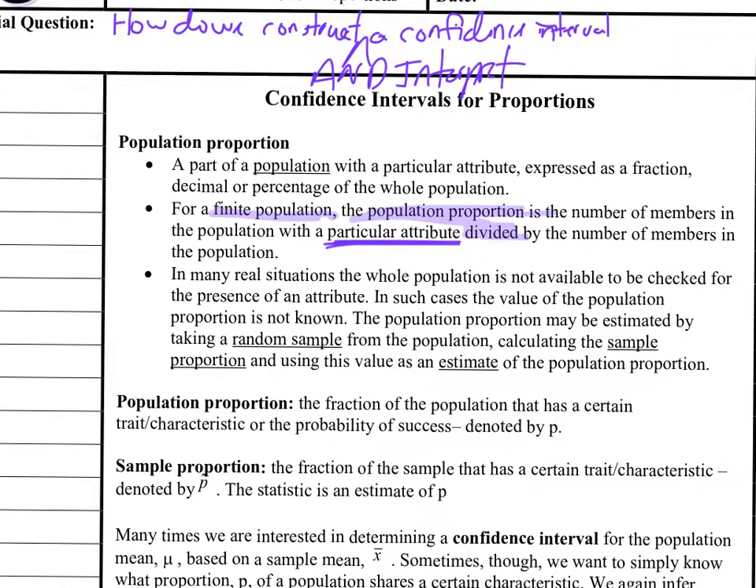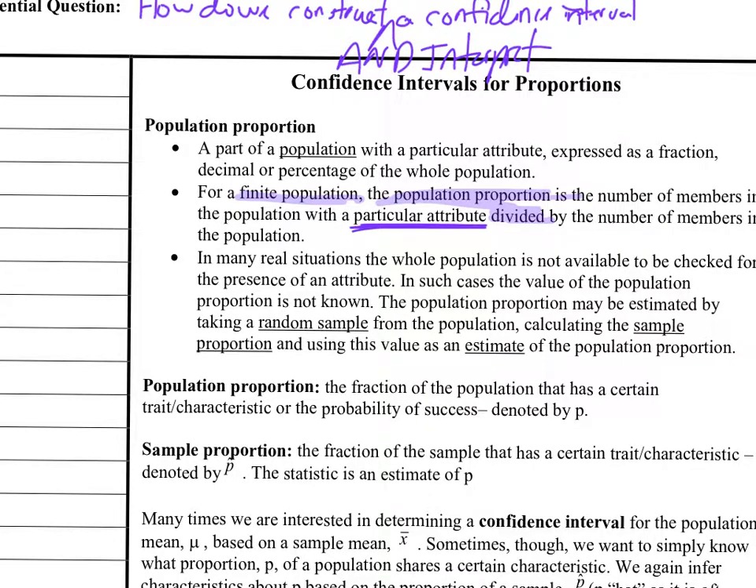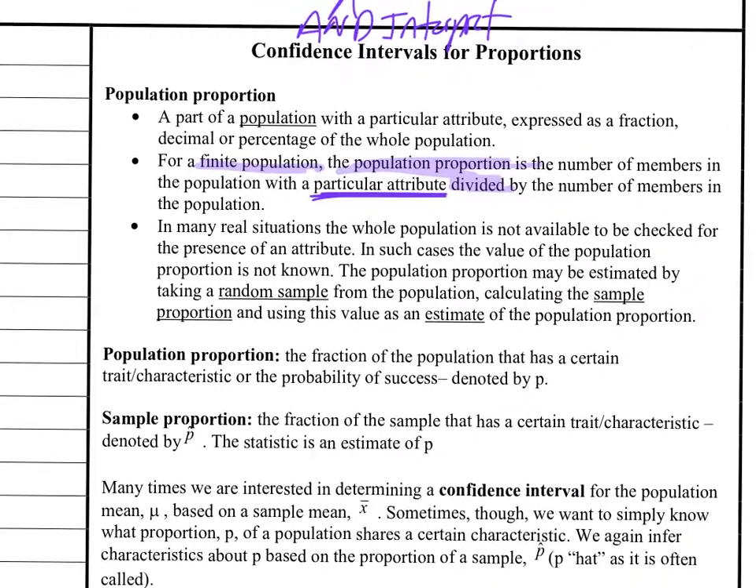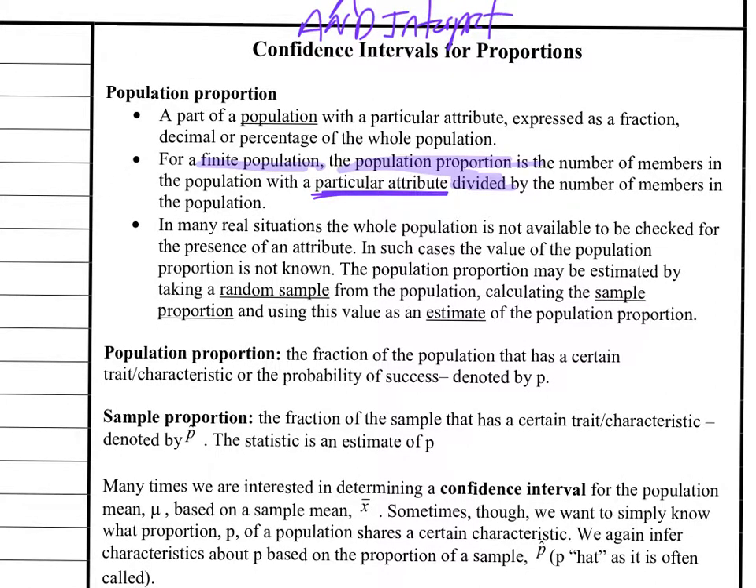The population proportion is the fraction of the population that has a certain trait or characteristic, or the probability of success. It's usually denoted by P. The sample proportion is the fraction of the sample that has a certain characteristic, and that is usually denoted by P hat. It's a P with an upside down V on top of it, and we call that P hat.